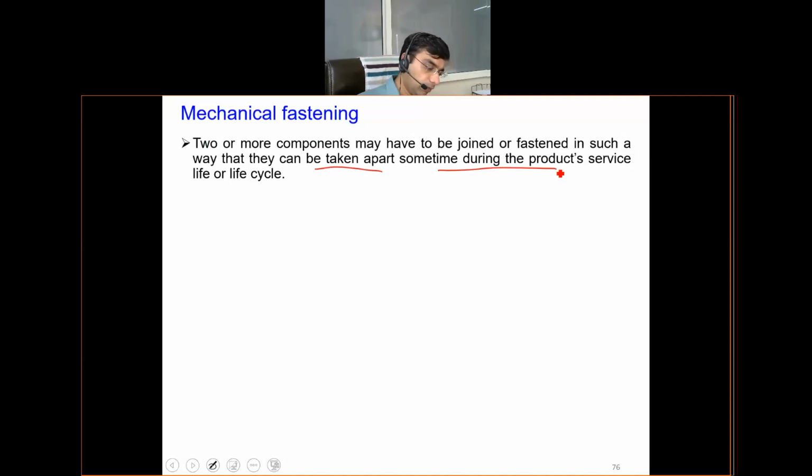Often there may be very complex assemblies of different products which are functioning together. Sometimes there may be a need to open up the part for maintenance or repair. And once the maintenance and repair is complete, we want the part to get assembled back quickly. In that scenario, we need a joining process which is temporary, meaning at our will we can lock it, at our will we can unlock it.